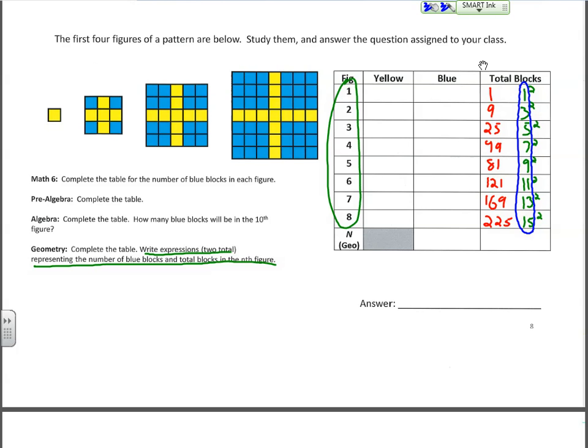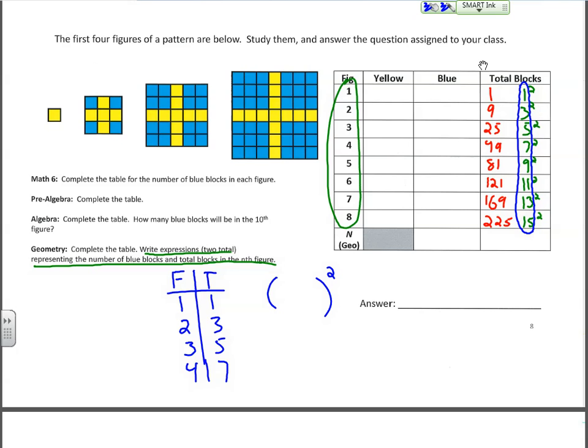So if you make a function table, we'll call it figure number and total blocks, and you start this out in figure 1, there's one total block. In figure 2, there are 9, but we're going to focus more on getting that 3. In figure 3, there are 25, but we're going to focus more on getting that 5. In figure 4, there are 49, but we're going to focus more on getting that 7. Because however you get that expression that you come up with to get from 1 to 1, 2 to 3, 3 to 5, 4 to 7, whatever it is, you're just squaring it.